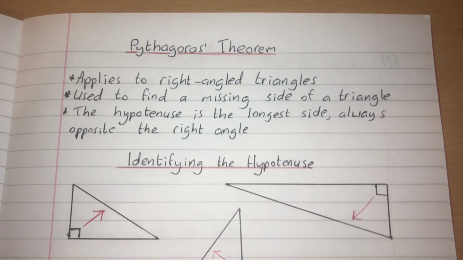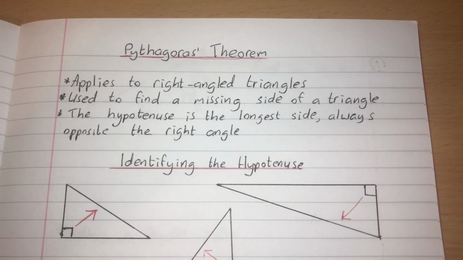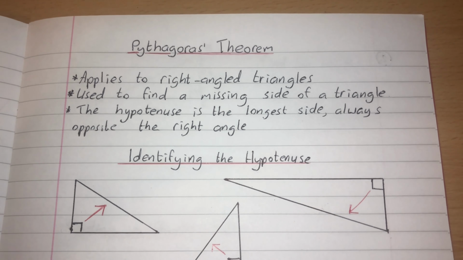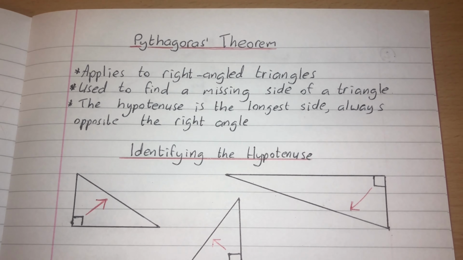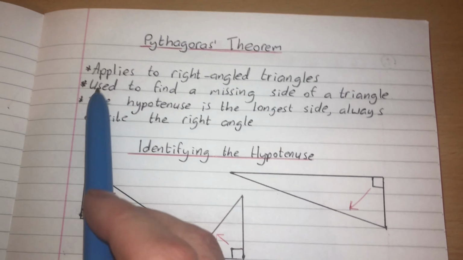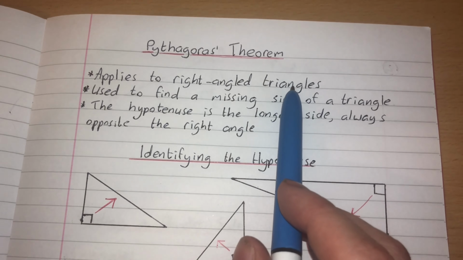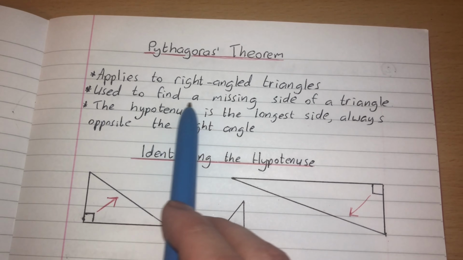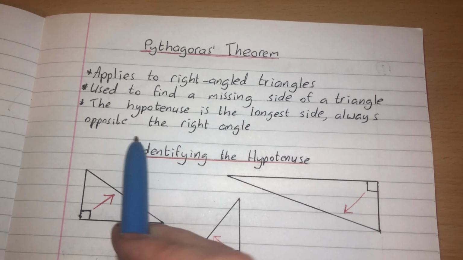So in this video we're going to look at Pythagoras' theorem. Pythagoras was a Greek mathematician that lived thousands of years ago, and he discovered a way of how we find a missing side in a right angle triangle, provided that we know the other two sides. Okay, so as stated here, Pythagoras' theorem applies to right angle triangles. It is used to find a missing side of a triangle, provided we know the other two sides.